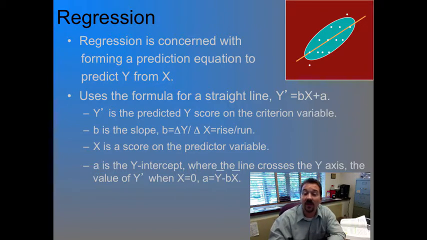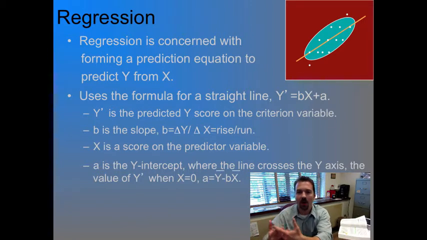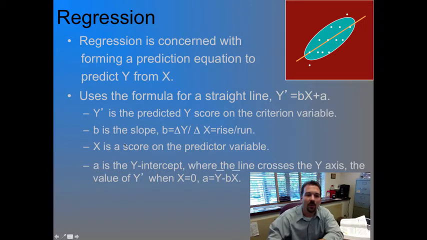Regression is concerned with forming a prediction equation to predict y from x. So really this makes regression more interesting and practical than correlation. Correlation is just descriptive, whereas regression is more predictive. This is the case where, in the example of ACT scores, you're trying to use that to predict something, college GPA for example. Regression uses the following formula: y prime equals bx plus a.